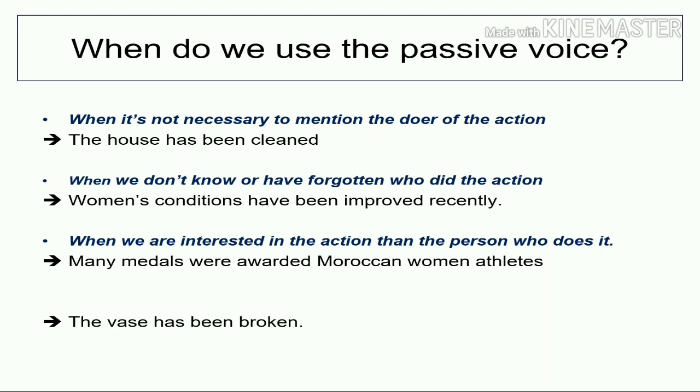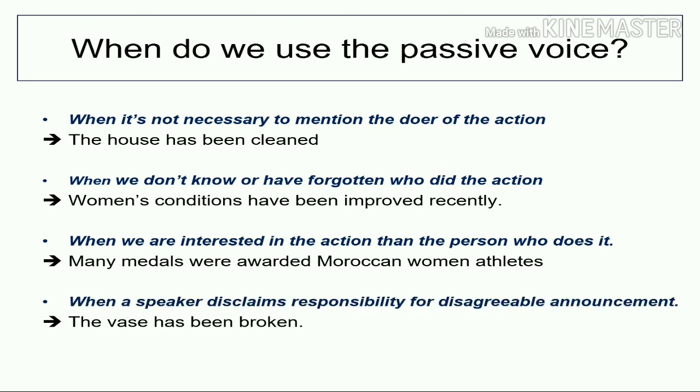Now look at this cute sentence. The vase has been broken. Maybe your little brother or someone broke the vase and does not want to take responsibility for doing so. So he may come to you and say, the vase has been broken. It means he doesn't know, or he wants to remove his responsibility. We use it when the speaker disclaims responsibility for a disagreeable announcement.